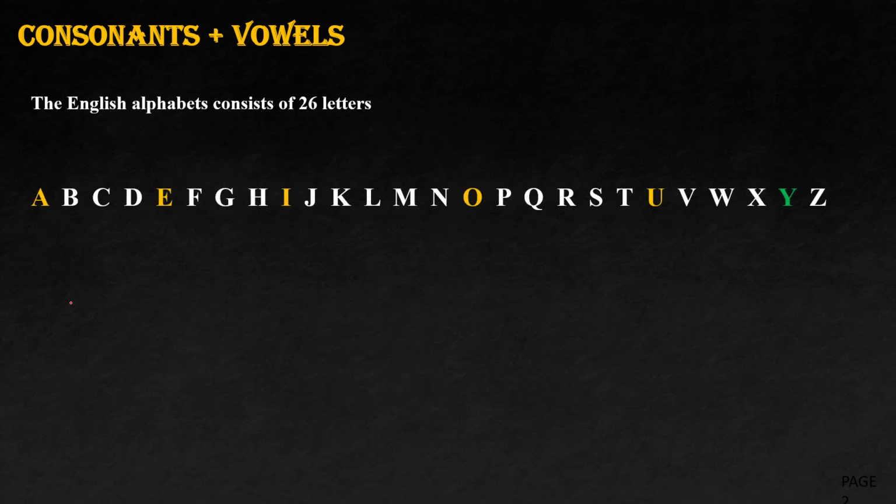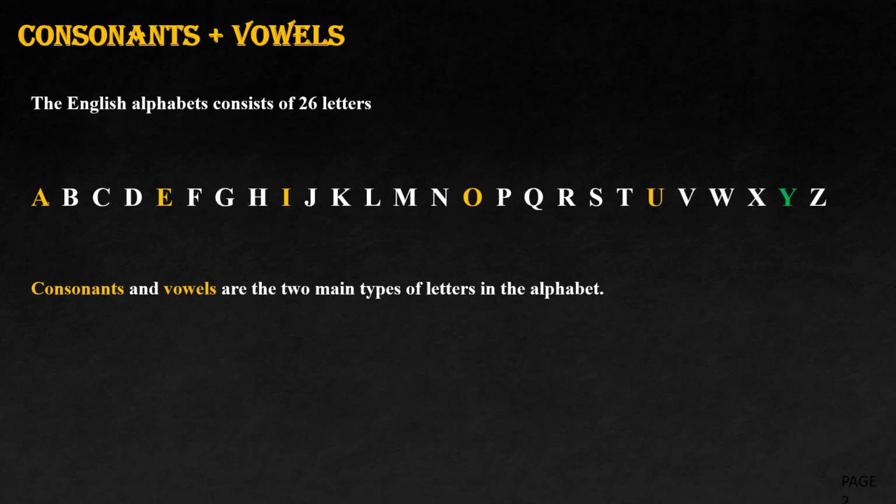Okay, let's get started with consonants and vowels. When you consider English alphabets, we have 26 letters in total. You can see these are the 26 letters. We have divided all these 26 letters into consonants and vowels. These are the two main types.